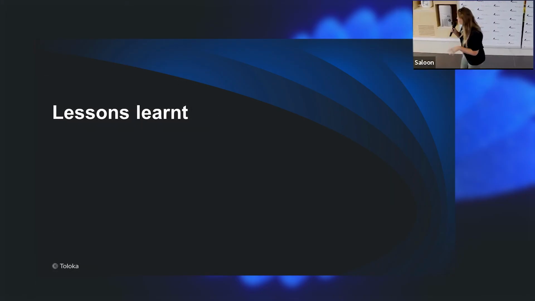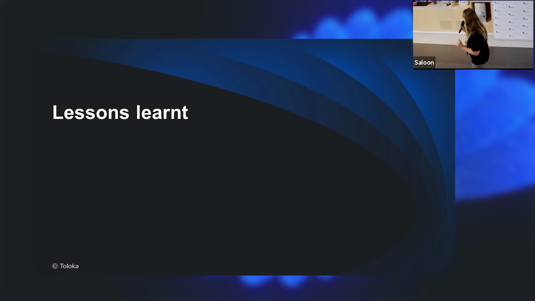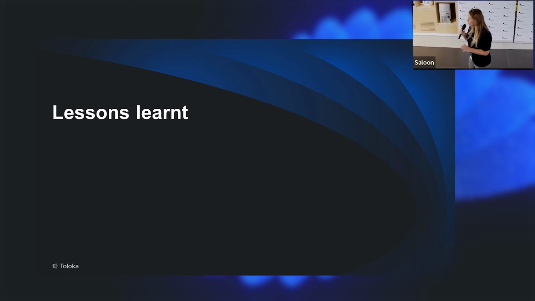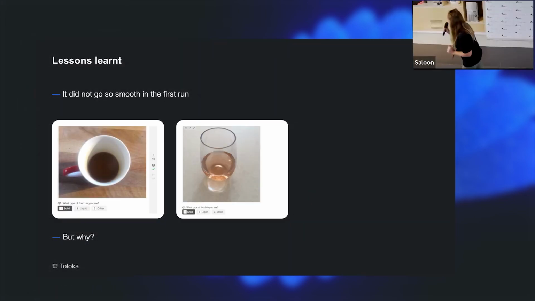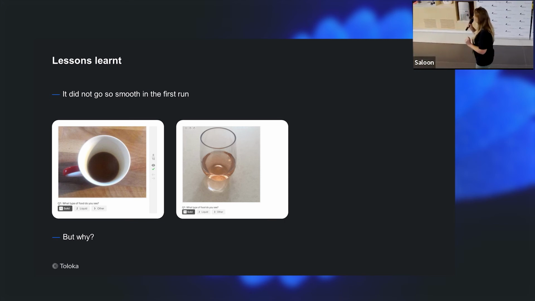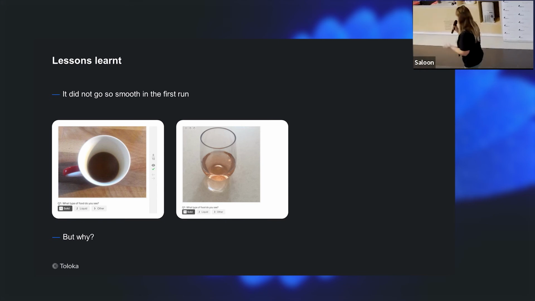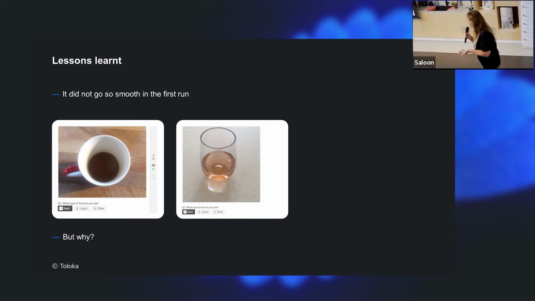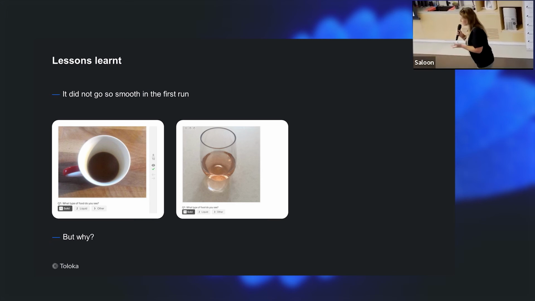This was not a fairy tale from the beginning. So I actually set up this project, and it did not go so well in my first run. And if you show the next slide, I want to tell you why. The first time I ran this project, I noticed that some people mislabeled my data. Those two pictures, for example, are clearly liquid food, I wanted them to be labeled as liquid, but someone did put solid on it, and I did not catch it.